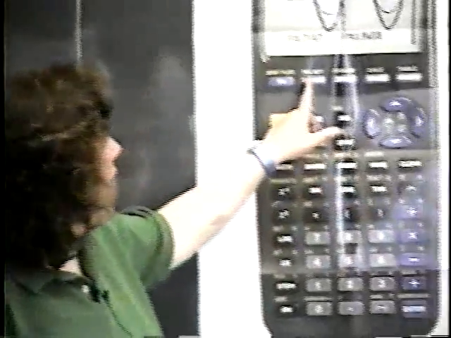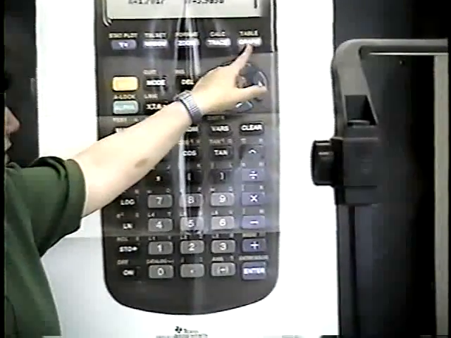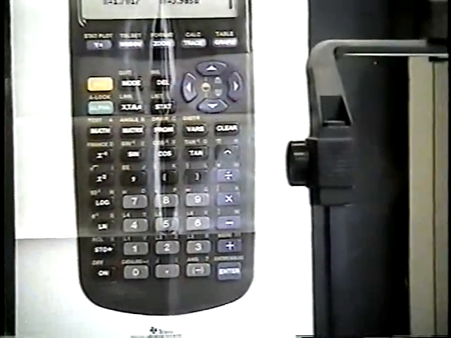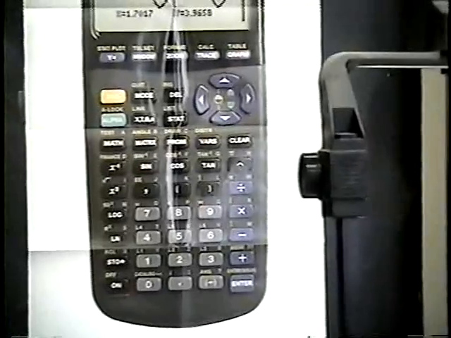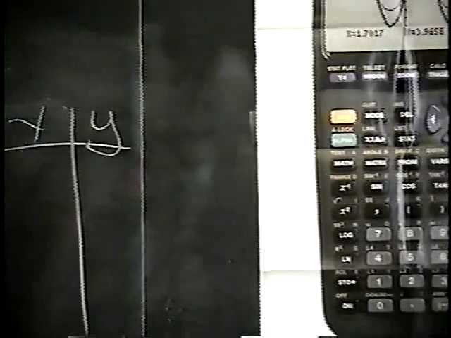Now, let's try the table. Let me show you a few more keys here. Over here, we have table set and table. This is going to produce an X, Y chart, similar to what you used to do when you used to just plot points for this particular function. That's what table does.